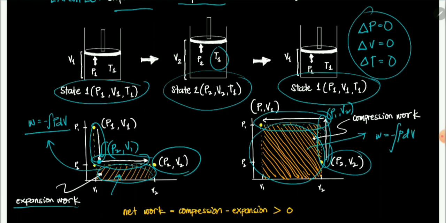Okay? So kapag sinubtract natin yung compression work, okay, tapos expansion work, that would be greater than 0. Okay? So magkakaroon tayo ng net application of work dun sa ating system. So hindi 0 yung magiging work done ng ating system. Okay? So that is your illustration of the path function.